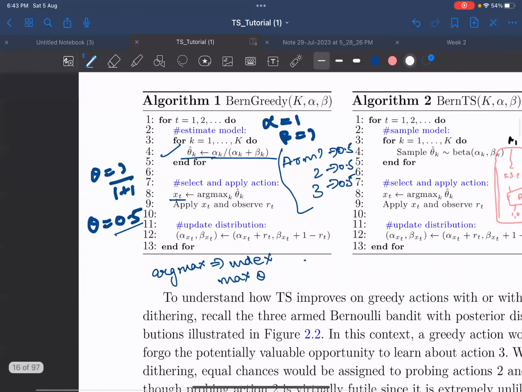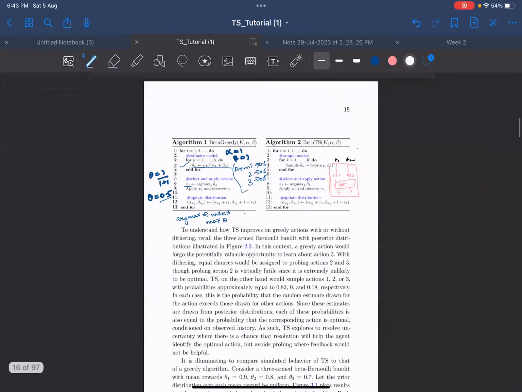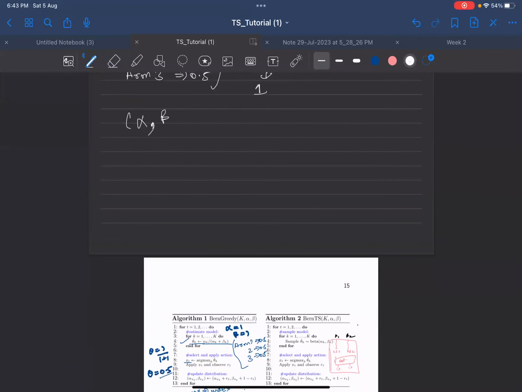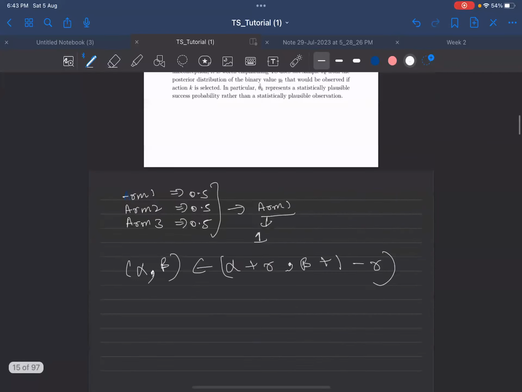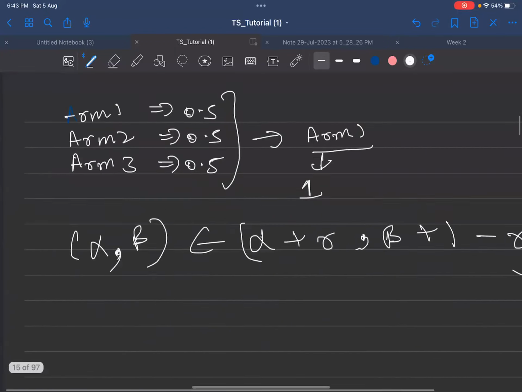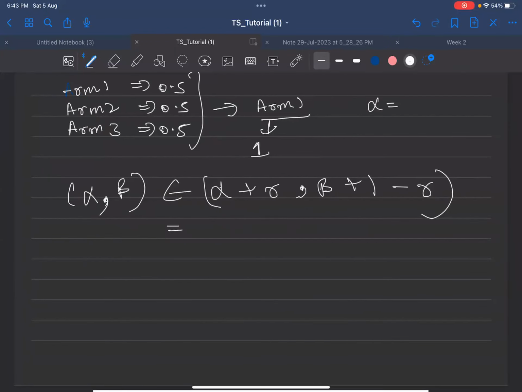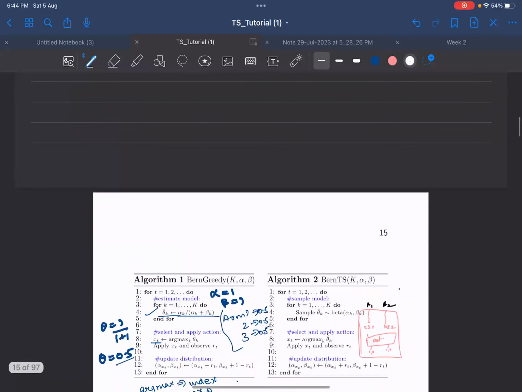What is the update of the distribution? Alpha, beta is given by alpha plus r, beta plus 1 minus r. I'm not writing clearly, just for simplification. Alpha and beta were 1 and 1 earlier. Now it's 2 and 1. Am I correct? Any doubt till now?